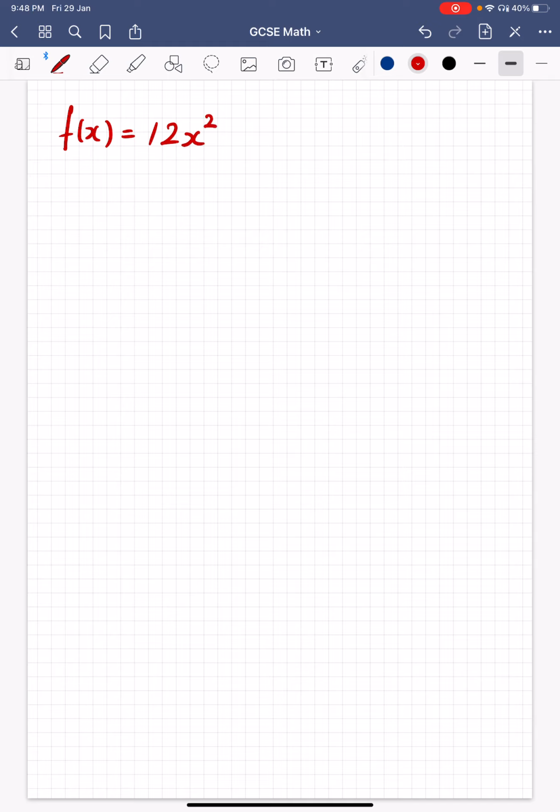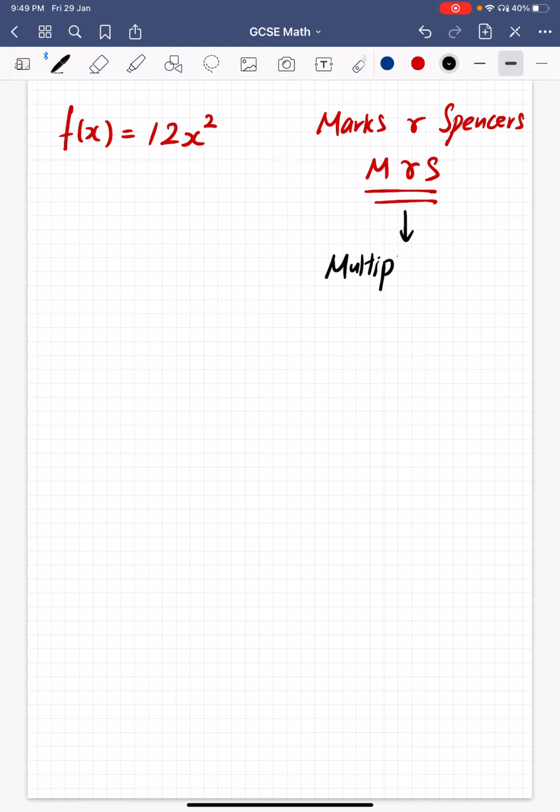When we differentiate, it's very easy to remember what to do. And the way I like to remember it is using Marks and Spencer's. M and S. What does M and S stand for? It stands for multiply and subtract.